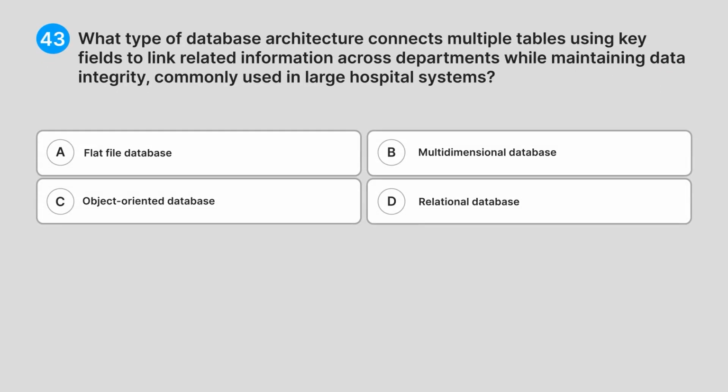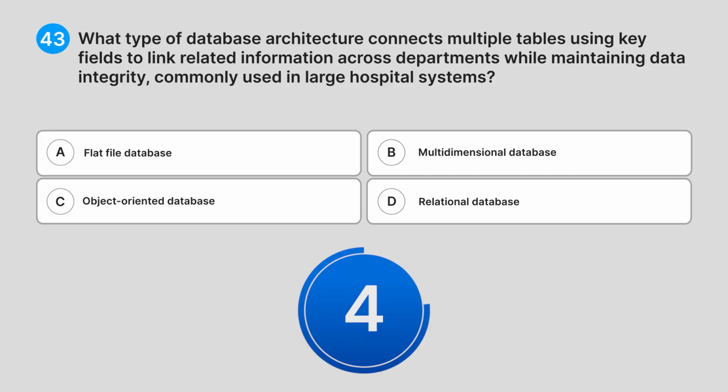43. What type of database architecture connects multiple tables using key fields to link related information across departments while maintaining data integrity, commonly used in large hospital systems? A. Flat file database. B. Multidimensional database. C. Object-oriented database. D. Relational database. Can you guess the answer?